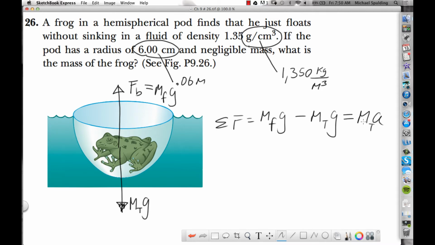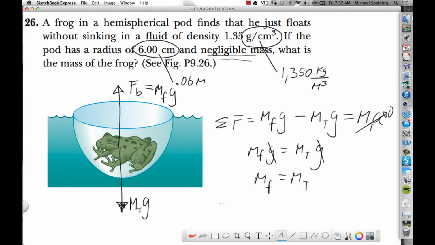Oh, one thing here. Notice I'm not including the mass of the pod. Why am I not including the mass of the pod? It tells us negligible mass. In other problems, what if they did give you the mass of the pod? You'd have to include that. You'd have to say, all right, then we have the mass of the pod, and we have to include that in the problem. But here, they told us that the pod is negligible mass. Okay, so is this pod accelerating? Nope, so that goes to 0. So basically, we have mass of fluid times gravity equals mass of toad times gravity. Gravity drops out. Okay, so we've got mass of the fluid equals mass of the toad.